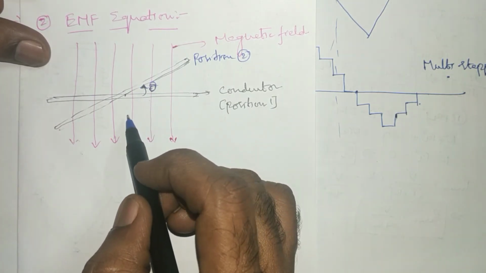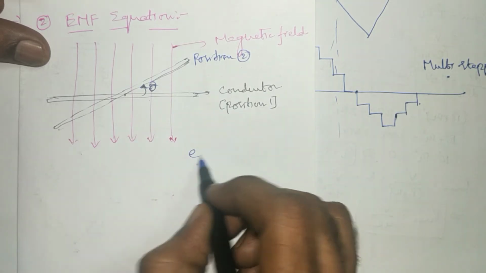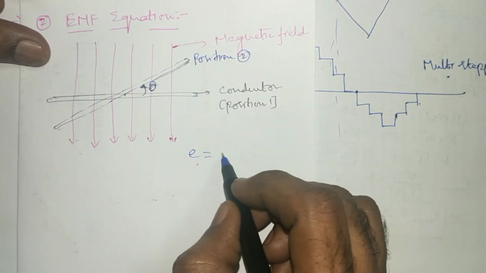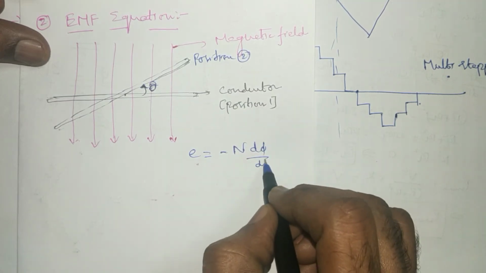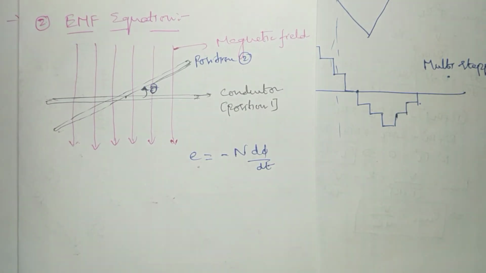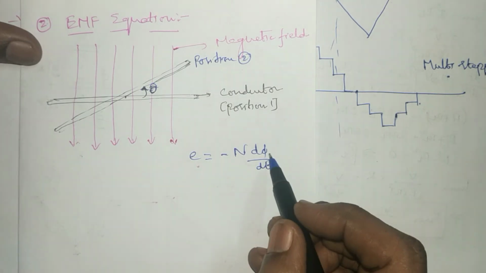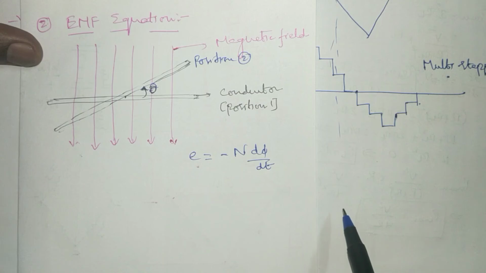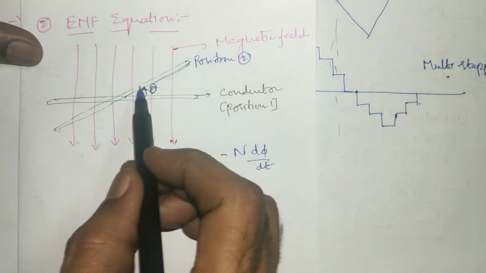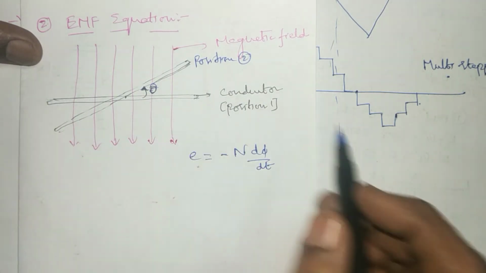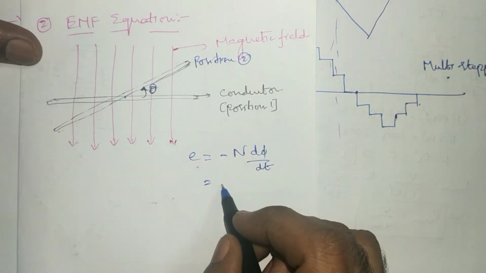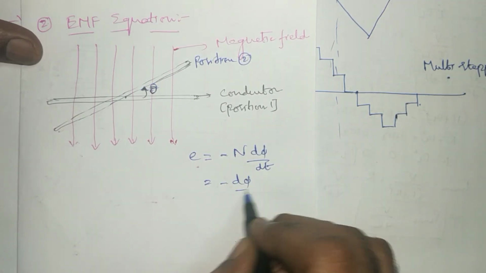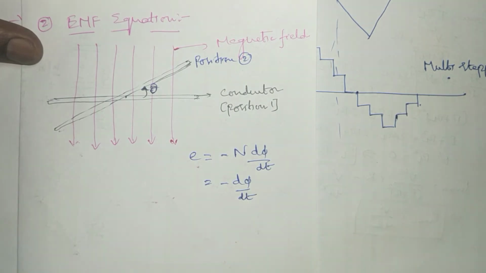First of all, we have to consider the Faraday's second law, which is going to state that the EMF induced is given by minus N into d phi by dt. That is, the EMF induced is equal to rate of change of flux linkages. So here phi is the flux that is related to the magnetic field, and N is the number of turns of the conductor. So consider N as 1 here, means we are going to consider a single turn conductor. Then this equation becomes minus d phi by dt, right?